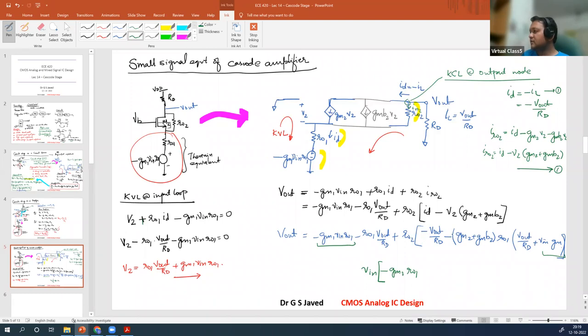This is a minus sign. Minus this entire factor into this minus, it's minus. So it still stays minus. Start with RO2 multiplied by RO1, multiplied by GM2 plus GMB2, multiplied by GM V in. So it is 1 multiplied by GM1. This is your complete V in factor.